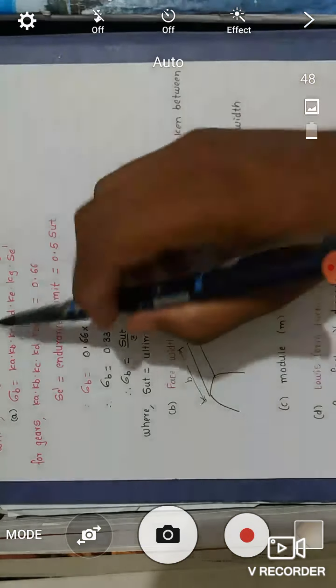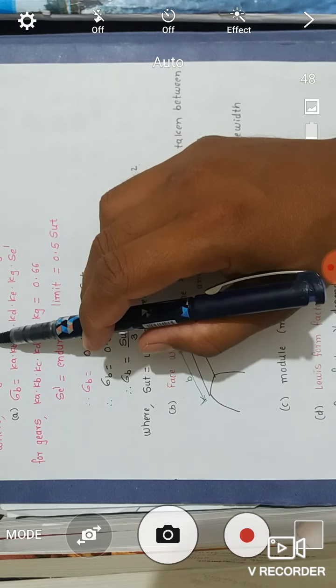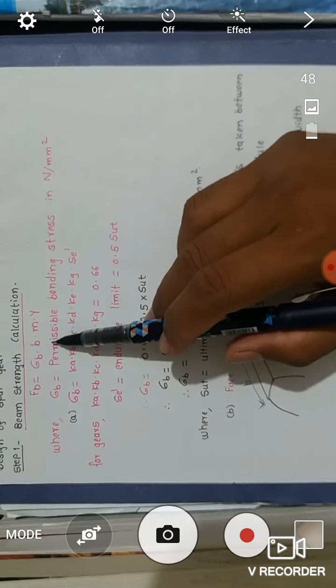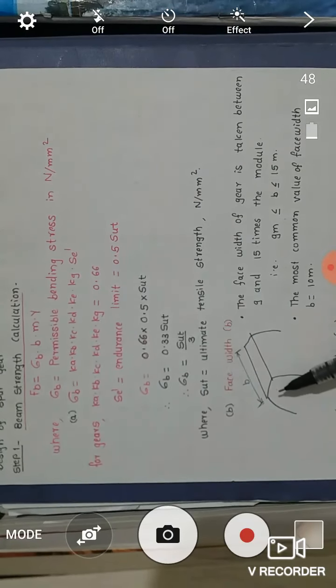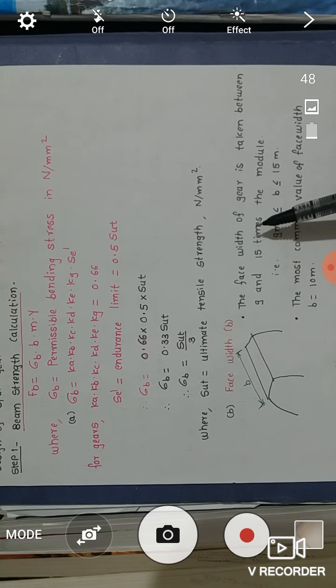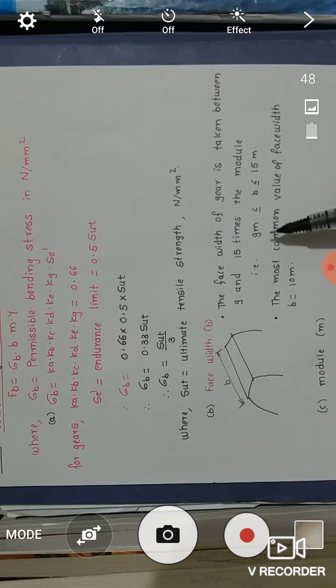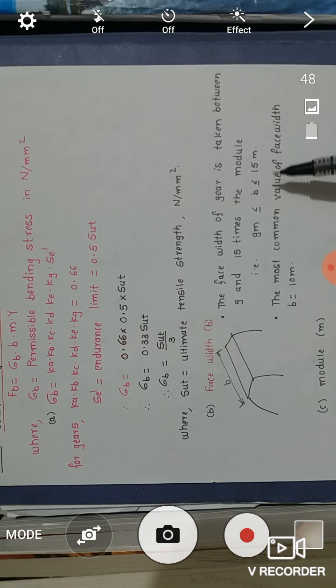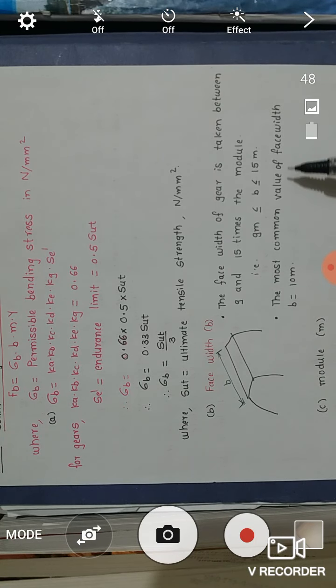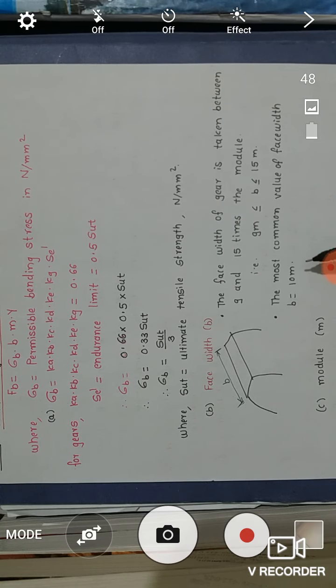Then the second term in the beam strength equation is b, and this b is the face width, which is the axial direction thickness of the tooth. The face width of the gear is taken between 9 and 15 times the module, that is in this range: 9 times module is less than or equal to b is less than or equal to 15 times module. If this information is not available, then directly you consider b is equal to 10 times module.